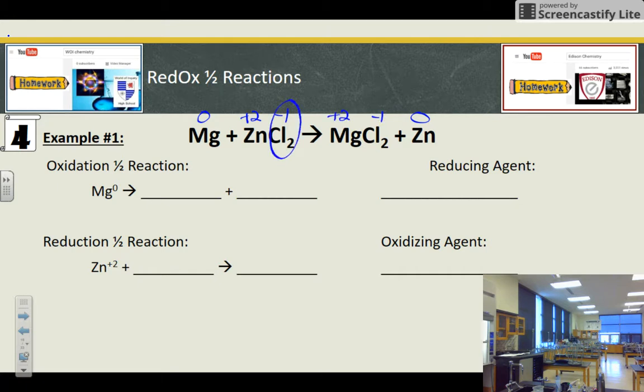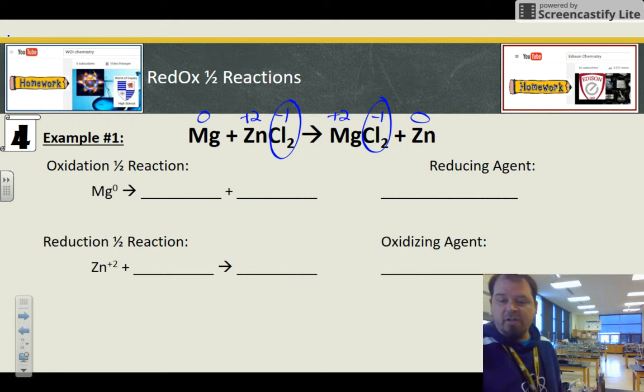Now, this guy is a special thing, and I don't think that we put this in the vocab. We probably should have. This is what we call a spectator ion. He's just hanging out watching. He doesn't change. So when he doesn't change, we just call him a spectator.